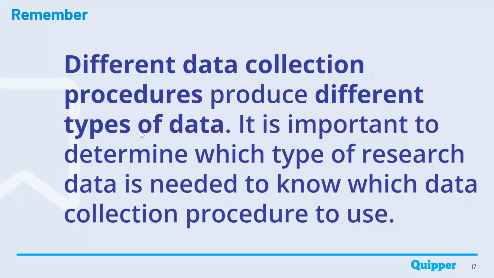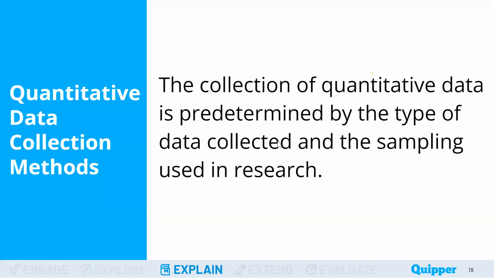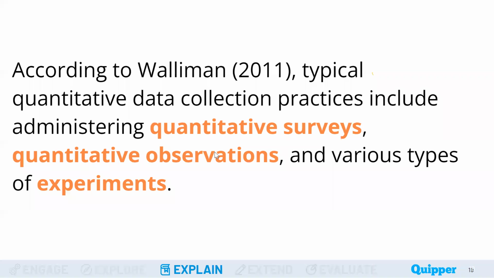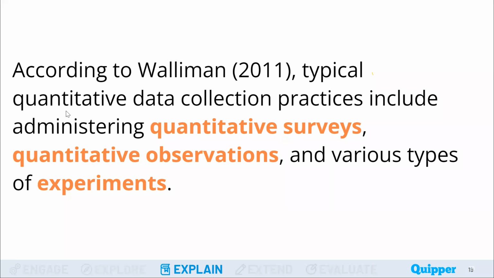You remember, different data collection procedures produce different types of data. It is important to determine which type of research data is needed to know which data collection procedure to use. Okay, so quantitative data collection, the collection of quantitative data is predetermined by the type of data collected and the sampling used in research. According to Waliman 2011, typical quantitative data collection practices include administering quantitative surveys, quantitative observation and various types of experiments.